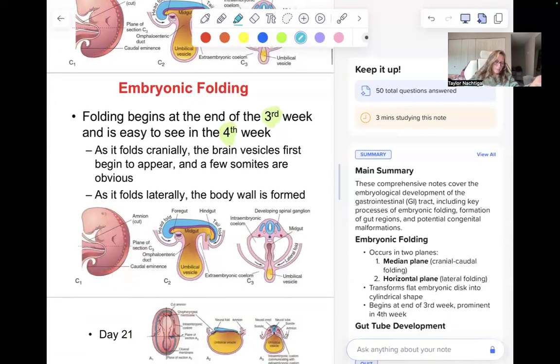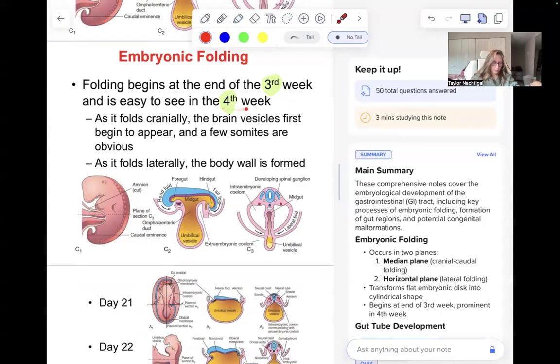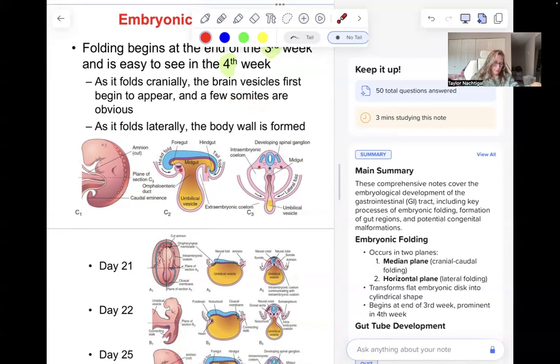Okay, the dates for this, we see folding start in third week, at the end of the third week, and it continues throughout week 4. As the folding happens cranially, the brain vesicles begin to appear and a few somites are obvious. So as this part is folding over, we see the primordial brain essentially. The mass is growing and growing, and it's going to create those primitive vesicles of the brain, like the diencephalon, the mesencephalon, etc.